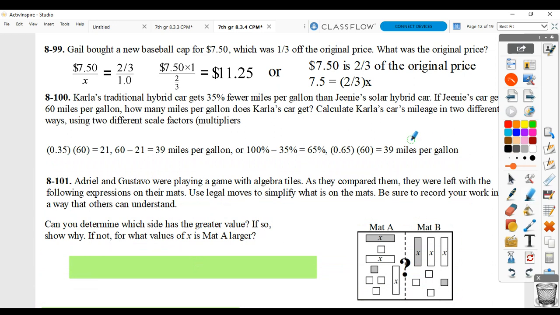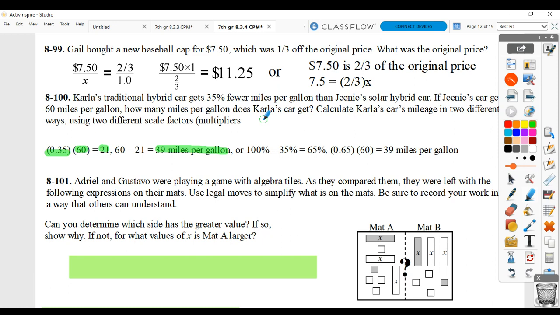So if Carla's car gets 35% fewer miles per gallon, we could take 35% as a decimal and multiply by how many miles per gallon Jeannie's car is getting, which means she's getting 21 miles per gallon less than Jeannie. Then we could take Jeannie's miles per gallon, 60, minus the 21 miles per gallon less that Carla's getting, to see that Carla's getting 39 miles per gallon.